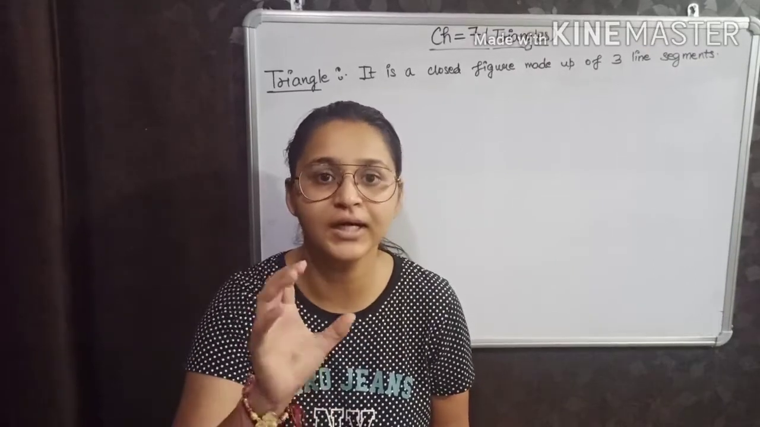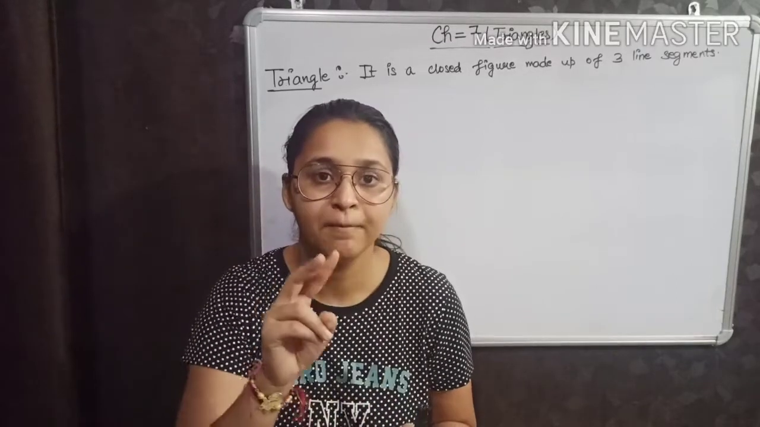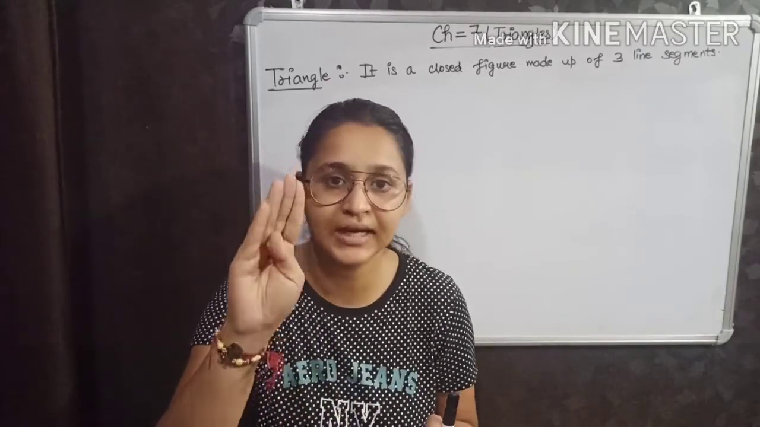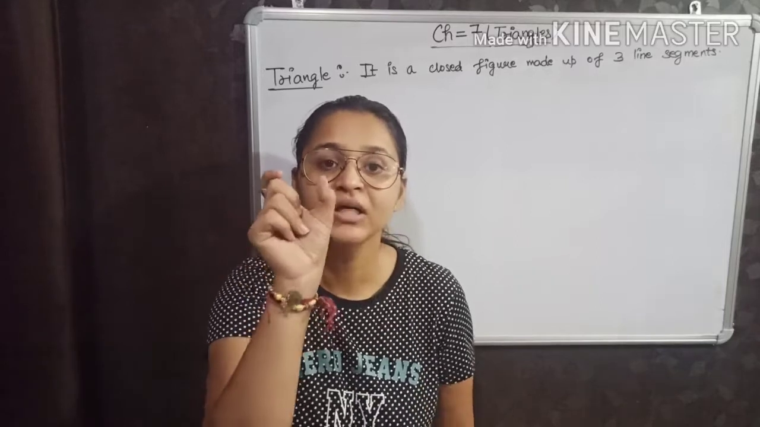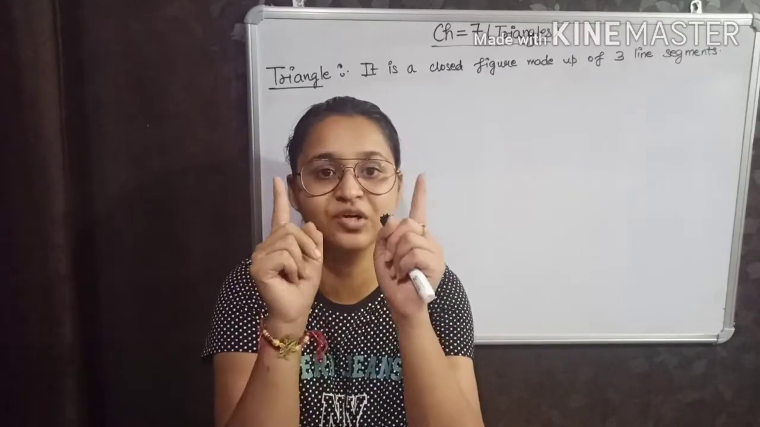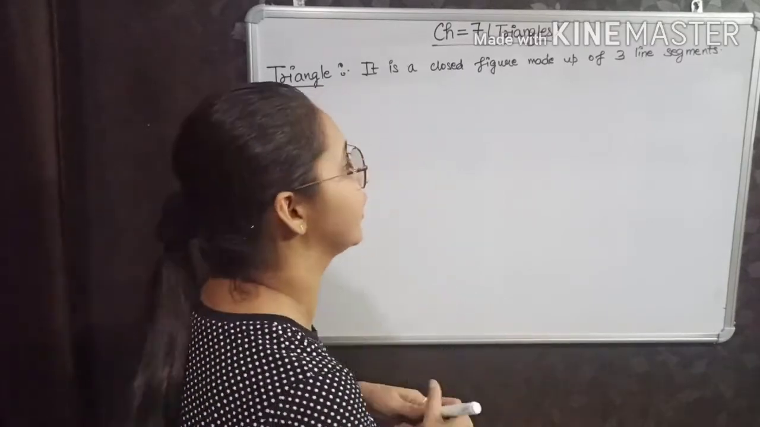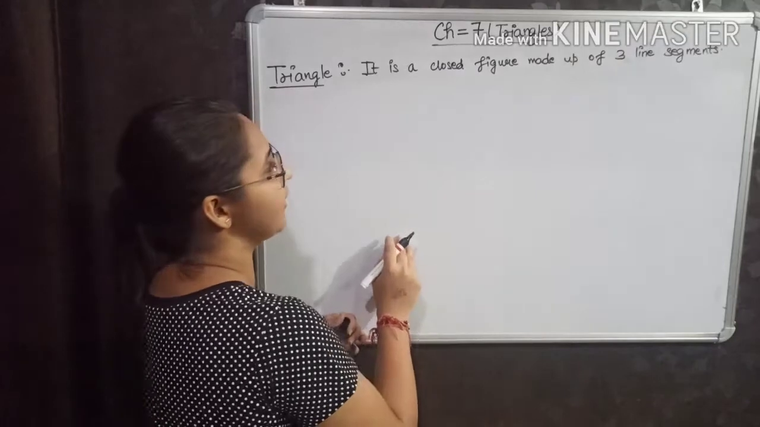First of all, it is a closed figure. It is a closed figure made up of three line segments. You have three line segments. A line segment means a line that has a fixed length, and it is made up of three line segments and a closed figure. So what will be the shape of a triangle?